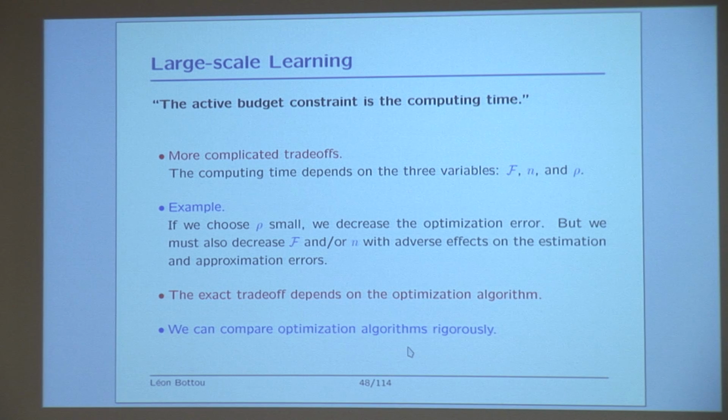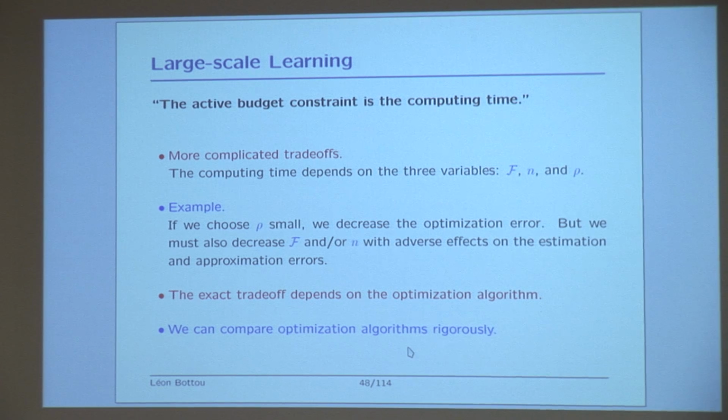When I say a sentence like this, if I reduce the accuracy, so if I reduce rho, meaning that I'm making my optimization more accurate, I need more time. And how much more time is something that depends on the optimization algorithm. And to save this time, I need either to have fewer examples or I need to use simpler models. And both these things depend on the optimization algorithm. So that makes things a lot more complicated.